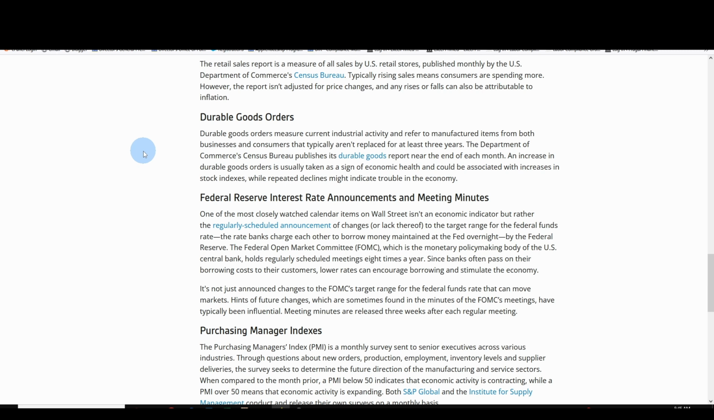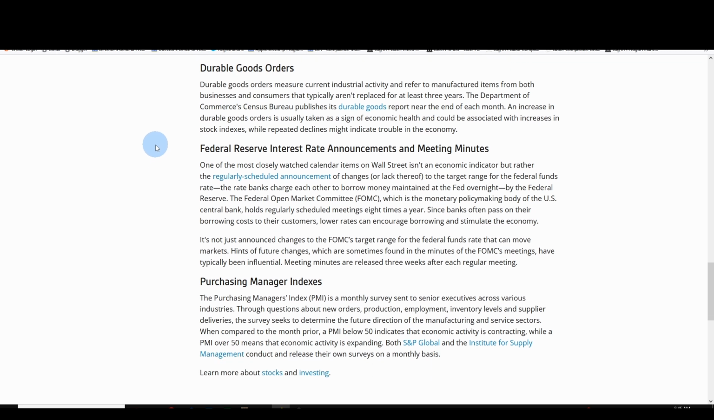Durable goods orders. Durable goods orders measures current industry activity and refers to manufactured items from both businesses and consumers that typically aren't replaced for at least 3 years. The Department of Commerce Census Bureau publishes its durable goods report near the end of each month. An increase in durable goods orders is usually taken as a sign of economic health and can be associated with increases in stock indexes, while repeated declines might indicate trouble in the economy.